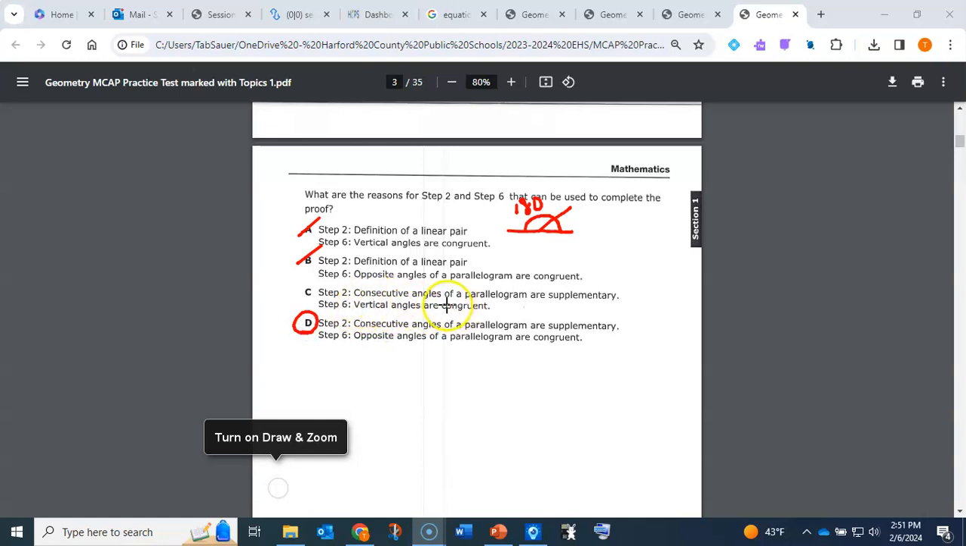On this part C, where it says for step 6, vertical angles being congruent, that's when you have two intersecting lines and angles opposite each other are equal to each other. And that was not the case with our parallelogram. These were angles that were opposite each other, like that. Okay, so it's not C, so our answer is D.